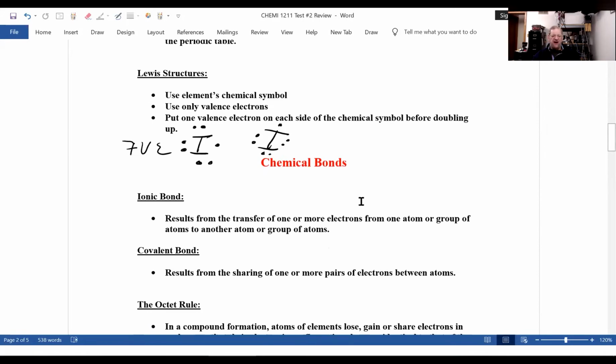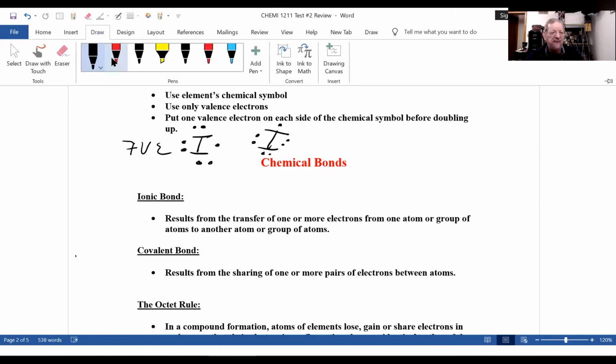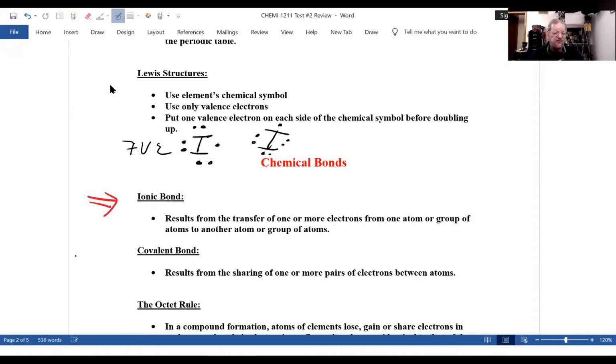Now, when it comes to chemical bonds, you should know there are 2 types. One is ionic bond, and you should know an ionic bond is the transfer of one or more electrons from one atom or group of atoms to another atom or group of atoms. So one type of chemical bond is ionic. The other is covalent, and the covalent bond is the sharing that's important, as opposed to transfer, of one or more pairs of electrons between atoms. And you should know these.